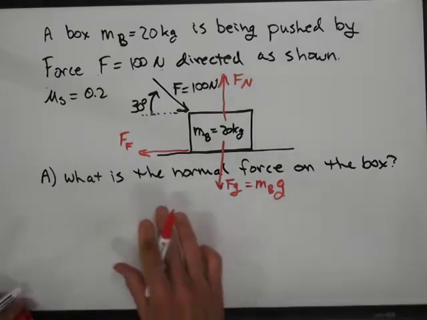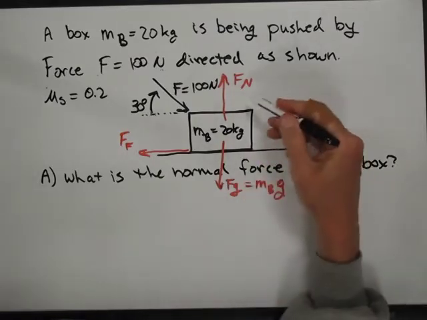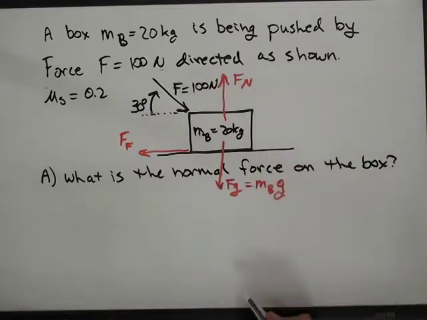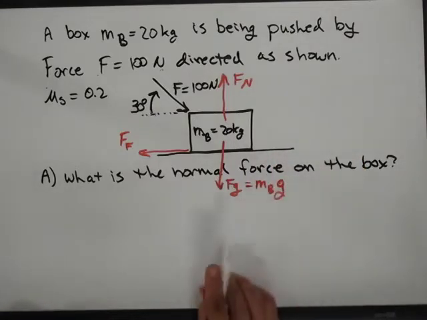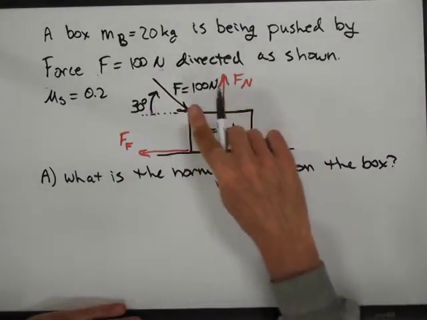And so, they're asking us to find the normal force. And you might just look at this problem as we have in previous problems, and say, well, the normal force is opposite the force of gravity, so it would just be 20 times 10 meters per second squared, or 200 newtons for the normal force. But it's a little more complicated than that because we've got these other forces acting.